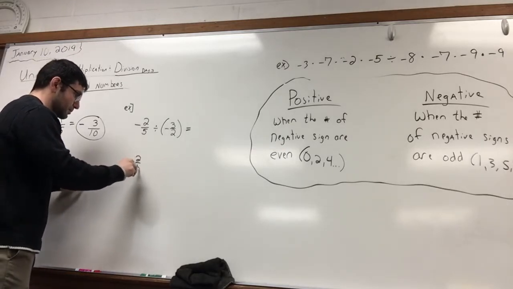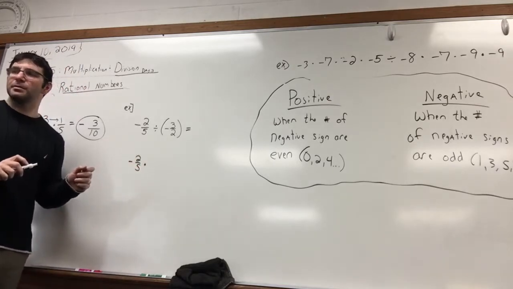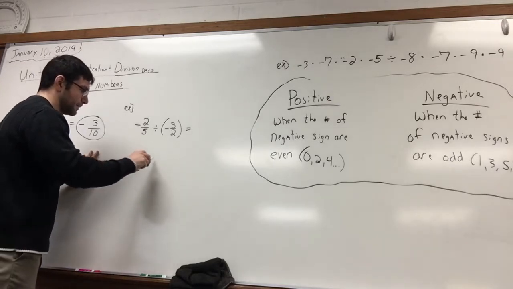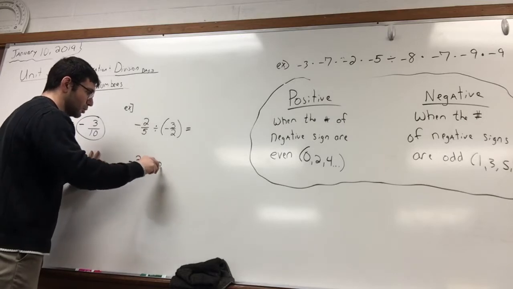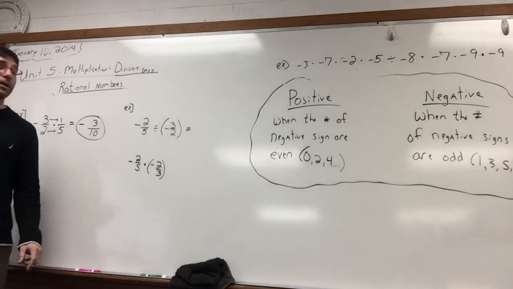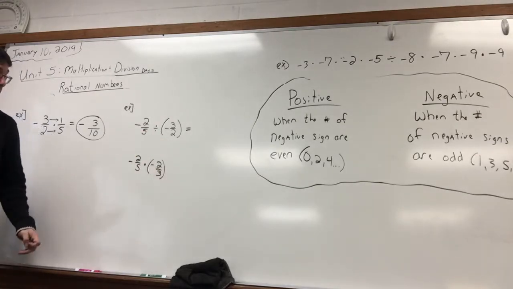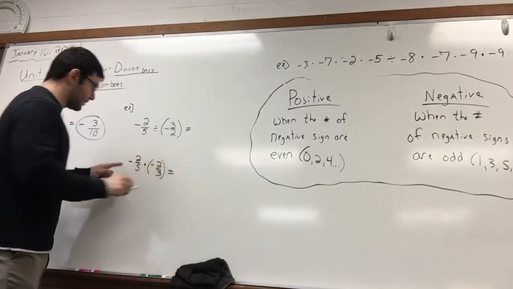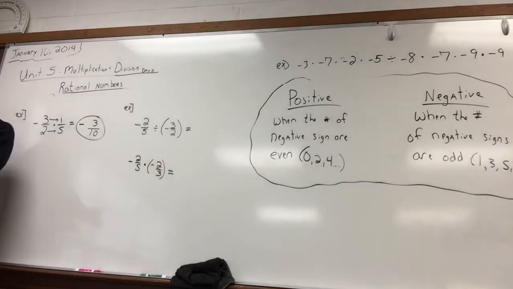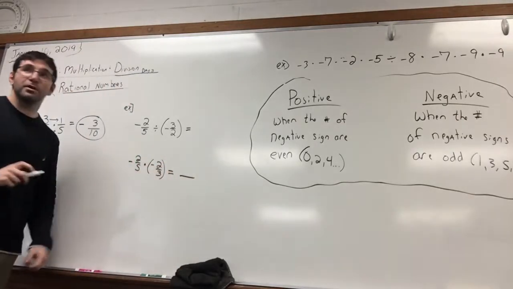Negative 2/5 times negative. Can we use a better word than times? Multiplied. Okay, multiplied by negative 2/3. Good. And negative 2/3 is my what? Reciprocal. So we're only using the reciprocal of that second number. Mr. Vescovi already told me a negative times a negative was? A positive.